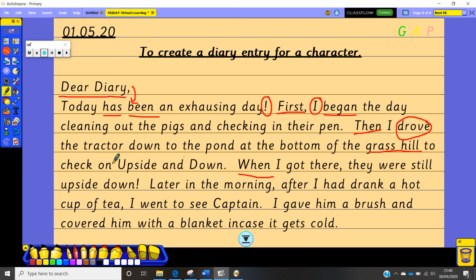Okay, then if we look further along our diary, we've got later in the morning, which is another time word, and after. So later in the morning, after I had drank a hot cup of tea, so he's giving us a little bit more information there, because he could have said later in the morning, I went to see Captain, but instead he's added that extra bit of information. After I drank a hot cup of tea, I went to see Captain. Captain is obviously the horse on our farm, so I gave him a brush and covered him with a blanket in case it gets cold. So there's loads of writing features there for you to have a think about. So try to include as many as you can in your diary entry.